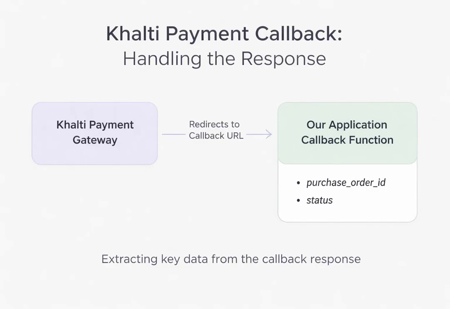Picking up right where we left off, after the user completes payment on Calty, Calty redirects them back to our application's callback URL. This callback URL receives a bunch of data in the query parameters. Out of everything that comes back, the two most important pieces of information we need are the purchase order ID and the status. The purchase order ID lets us find the correct order in our database, and the status tells us whether the payment was completed, canceled, or something else.